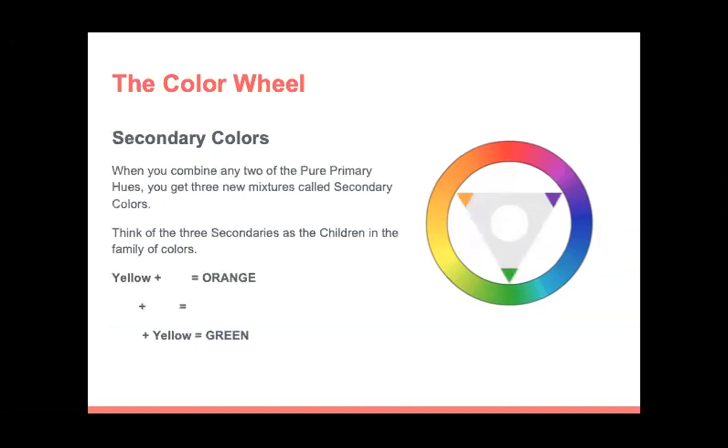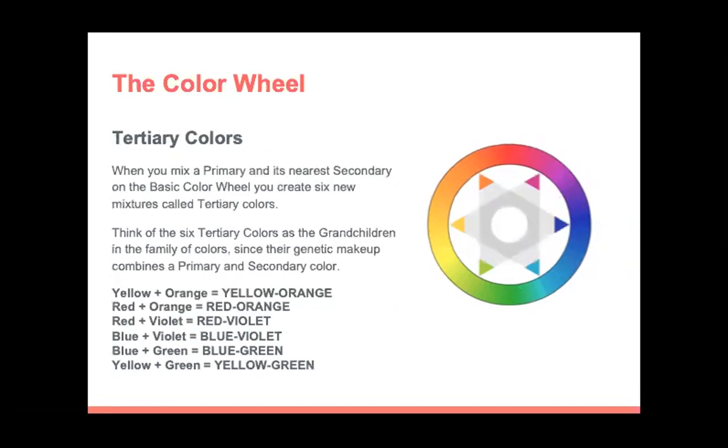The secondary colors, again, are when you combine any 2 of the pure primary hues, you get 3 new mixed colors called secondary colors, and these are shown here: orange, purple, and green. Tertiary colors, again, this is what you would call when you mix the primary and secondary on the color wheel. Create six new mixtures called tertiary. And those are, so for instance, yellow and orange would be yellow-orange, red and orange would be red-orange, and so on and so forth.